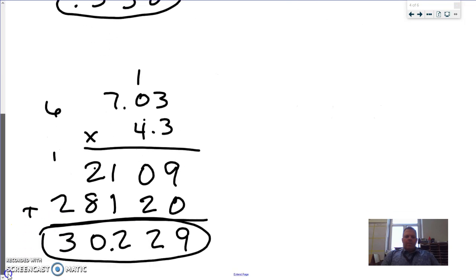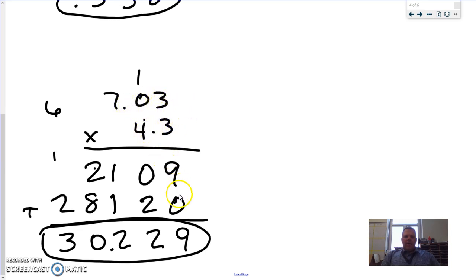Our second problem like this is a two-step problem. You can see we have 7 and 3 hundredths times 4 and 3 tenths. The first thing that I must do is I must take this 3 and multiply it by everything. So 3 times 3 is 9. 3 times 0 is 0. 7 times 3 is 21. That concludes my tenths problem of multiplying that 3 tenths by 7.03.